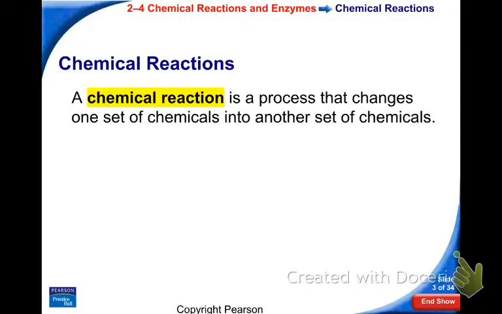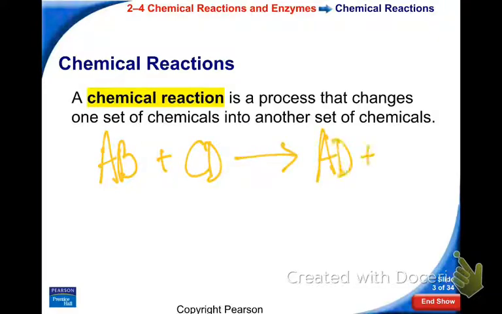So a chemical reaction is when things get rearranged. Atoms can get rearranged and give us new things. So sometimes we have something like, if we have it like this, AB plus CD, and you can rearrange things. You can have A go with D and B go with C. So that's a double displacement reaction, and you'll learn a lot more about this in chemistry.